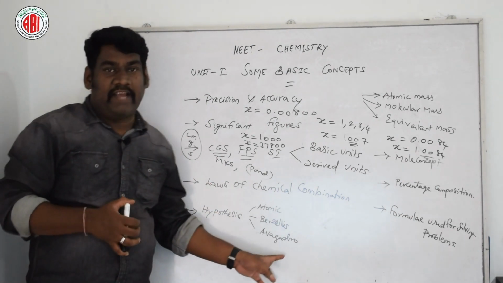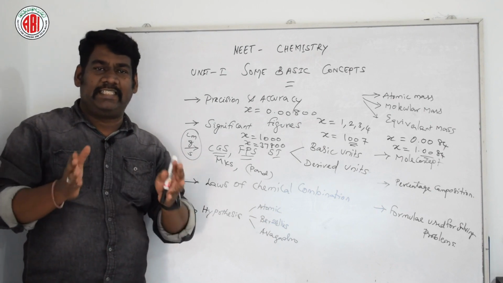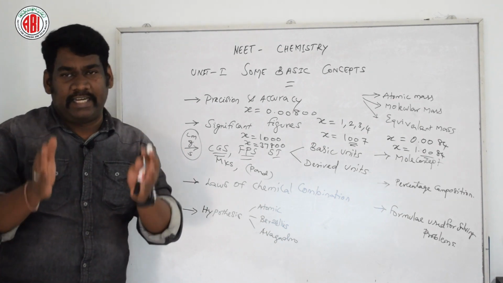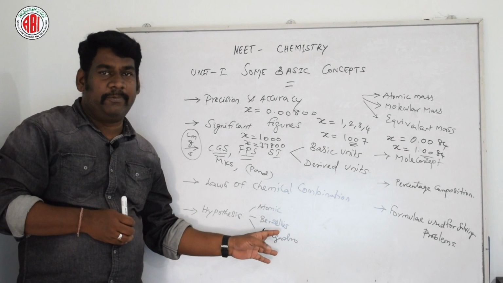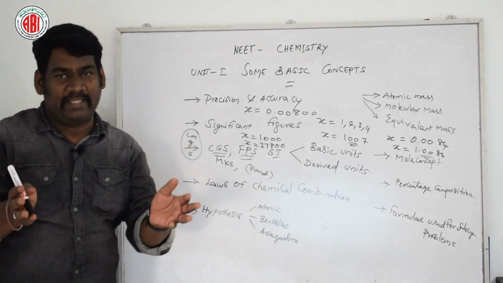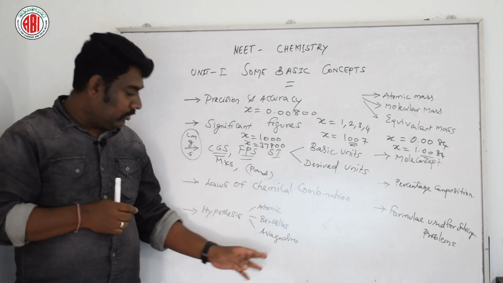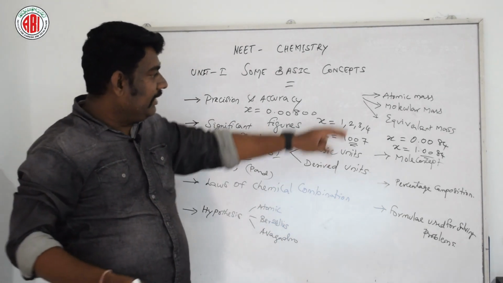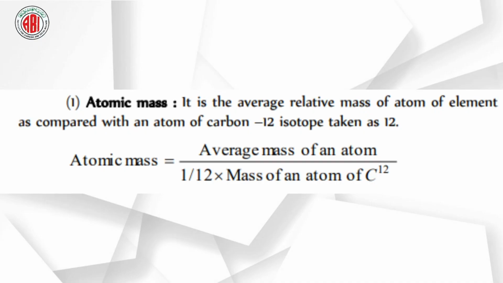And next, Avogadro's hypothesis: equal volumes of all gases under similar conditions of temperature and pressure contain an equal number of molecules. The previous one was about an equal number of atoms, and here we are discussing an equal number of molecules. So this is also a very, very important hypothesis. Next we are going to discuss atomic mass, molecular mass and equivalent mass. Let us see them one by one.